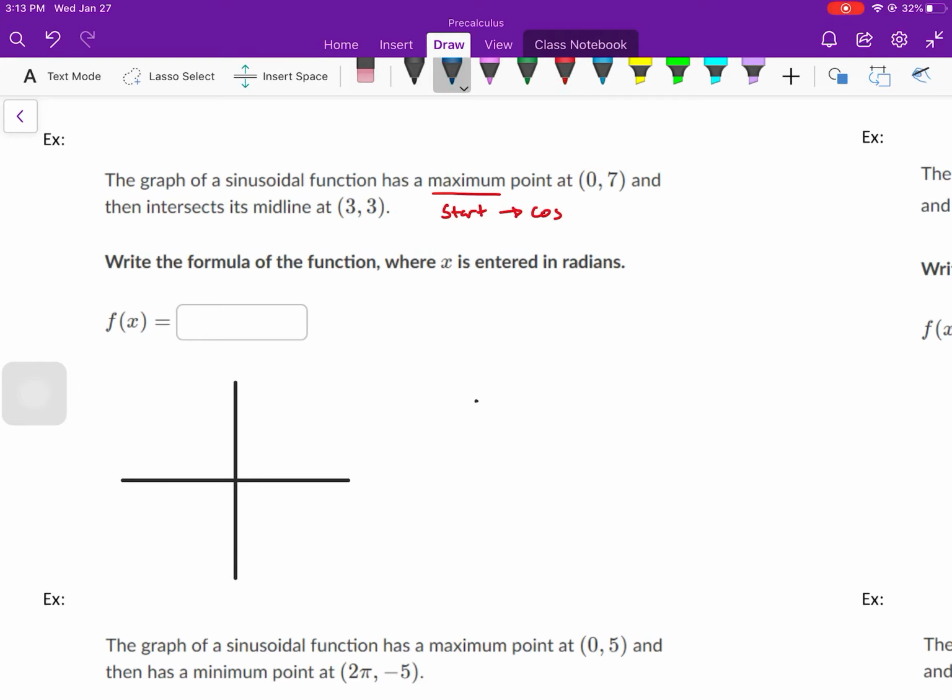So let's go ahead and start with that point. 1, 2, 3, 4, 5, 6, 7, just to get a picture real quick. Then we're going, so that's 0, 7. And then we're going to the midline at 3, 3.